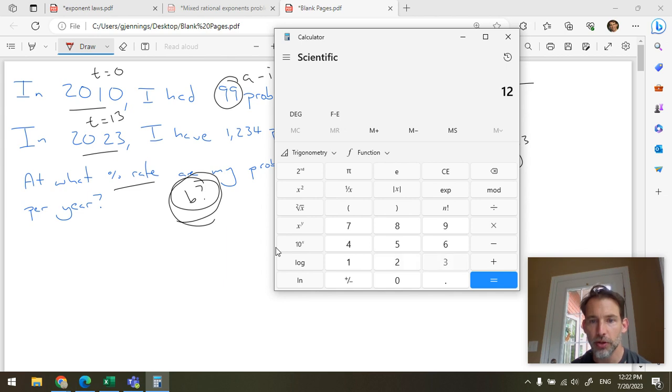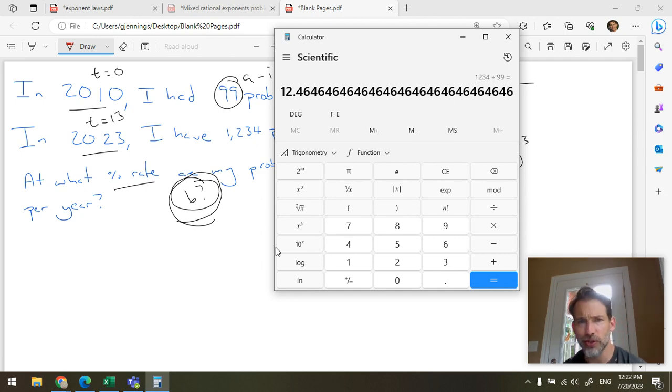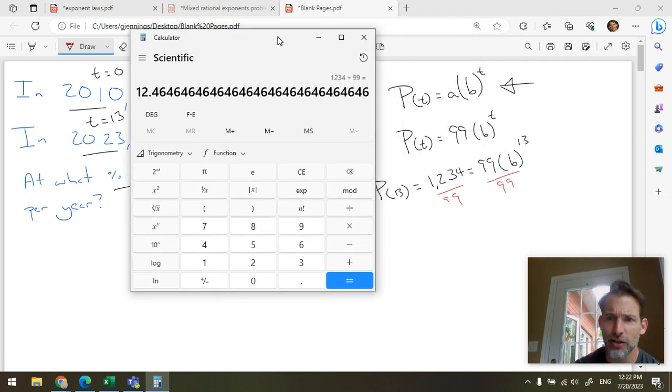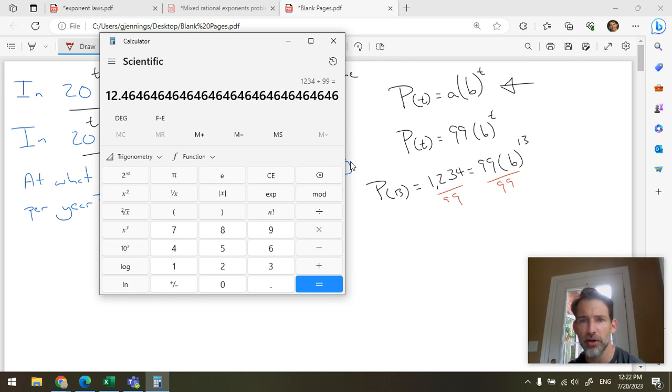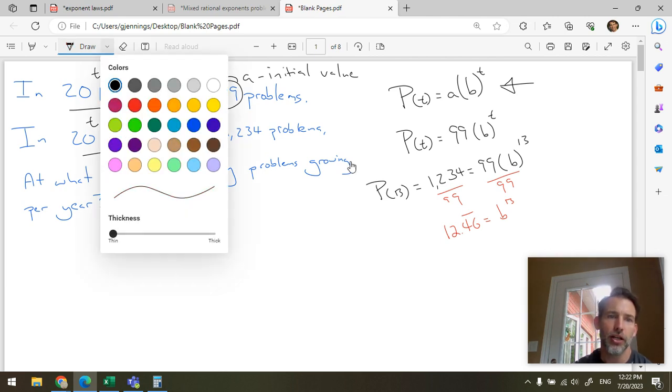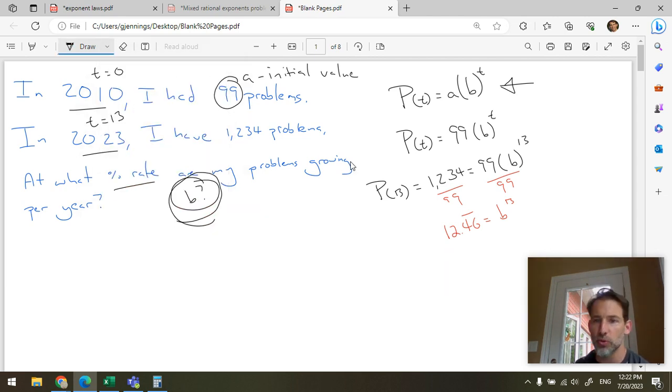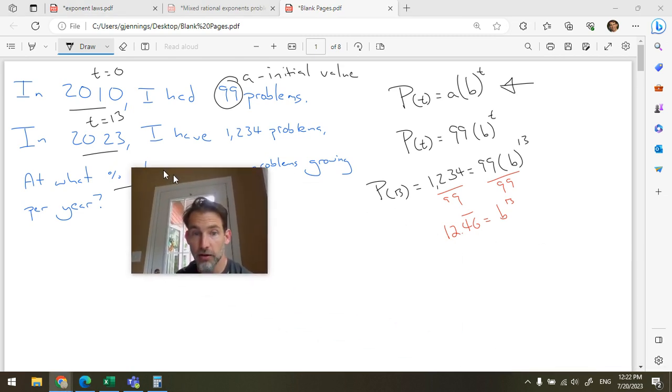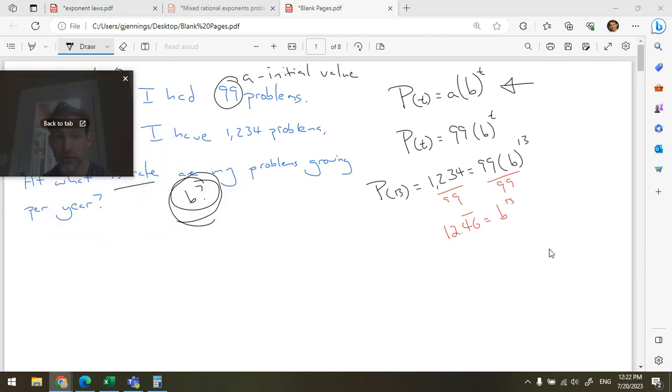that on a calculator. 1,234 divided by 99 equals, oh, of course, 12.4646464646. Who didn't know that? Who didn't know that it was 12.464646? So we'll write that down. 12.46 repeating is equal to b to the 13. I could have changed pens. Kind of wish I did change because now I want to do this super sweet, awesome inverse operation that's going to solve this for us.